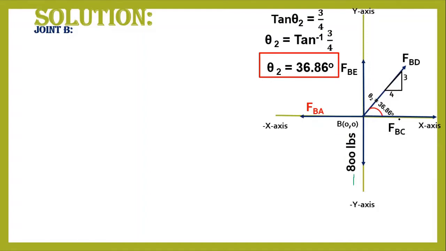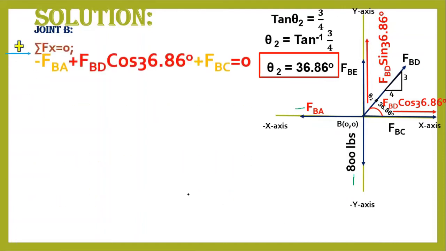We have to break FBD into its components. This is the horizontal component, and this is the vertical one. Both are positive because both are acting along the positive x-axis and positive y-axis. We have to sum up horizontal forces, and then we have to sum up vertical forces. How many forces are in the horizontal direction? FBA, which should be negative, and FBC, which is positive. Three forces are there. So we have to sum up horizontal forces here. You can see here, this is the equation.